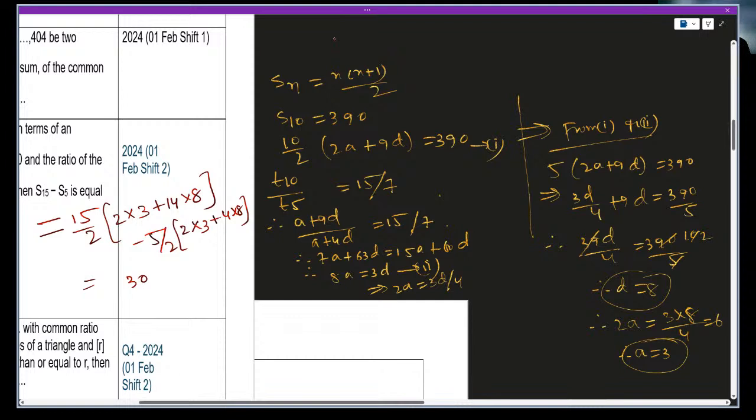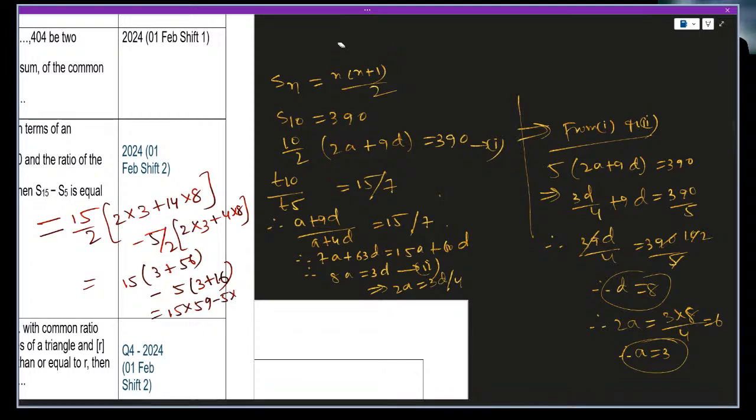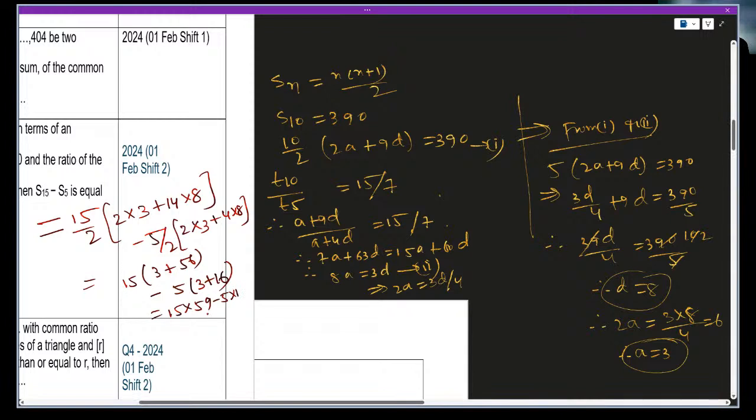And here, just do this thing. You can simplify here also. Just do simplify before. 15 into 3 plus 56 minus 5 into 3 plus 16. 59 into 15. Five into 19. 840. So take 5 as common.